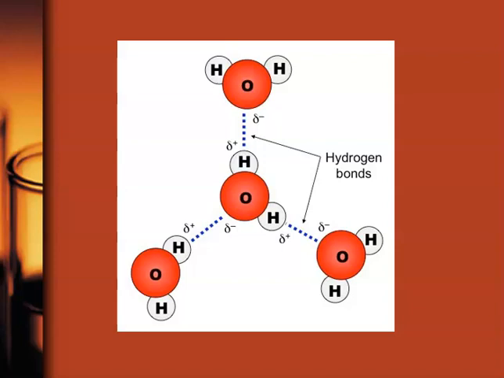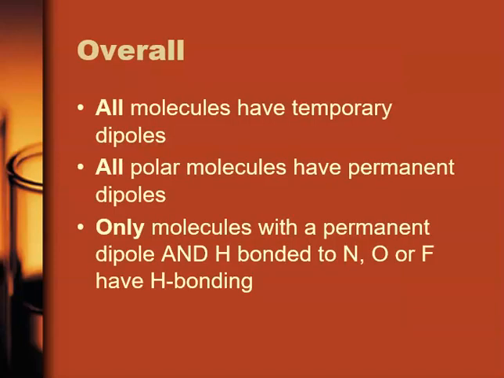That's all. Okay, so to sum up, all molecules form temporary dipoles. All polar molecules have permanent dipoles, but only molecules with a permanent dipole and a hydrogen bonded to nitrogen, oxygen, or fluorine will form the intermolecular hydrogen bonding. I like to think of this almost like a Venn diagram. So if you like Venn diagrams, great. If you don't, feel free to ignore the next slide or so.